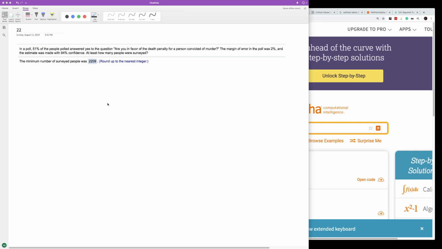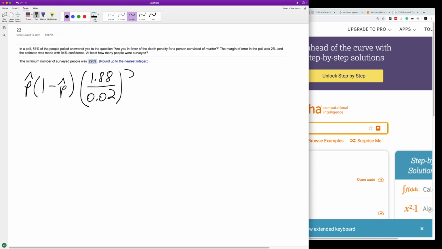All right, so to set this up, it's going to be p hat, the equation for this, times 1 minus p hat, times the square root of p hat. Oh, that's not right. I'm sorry. It's going to be the confidence interval, so in this case, 94%, which was 1.88, divided by margin of error, 0.02 squared.